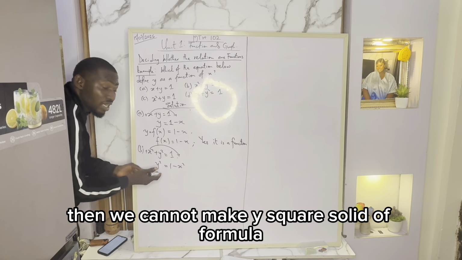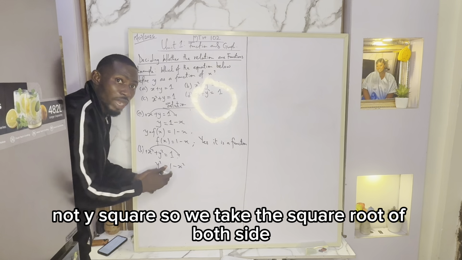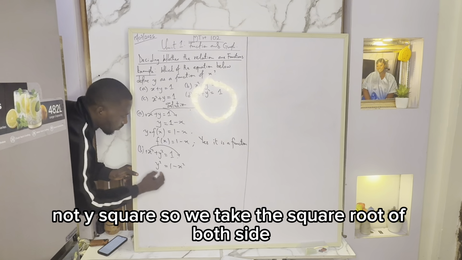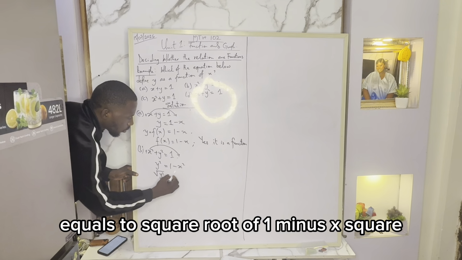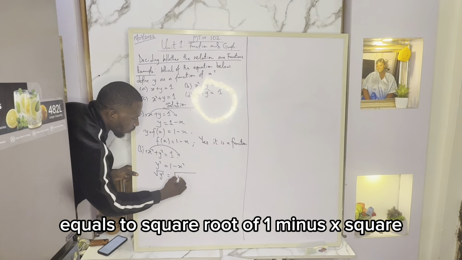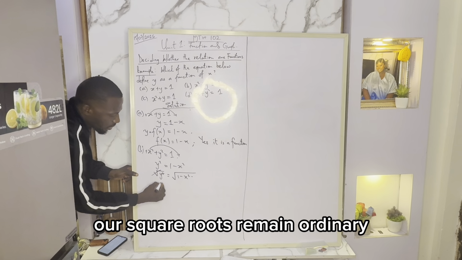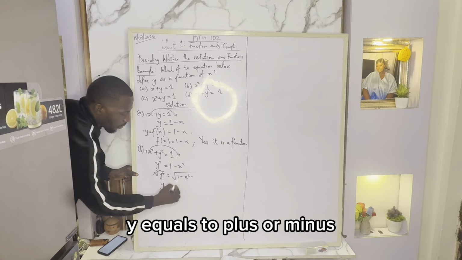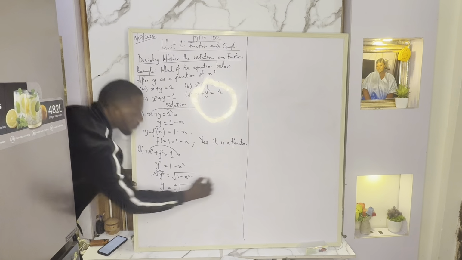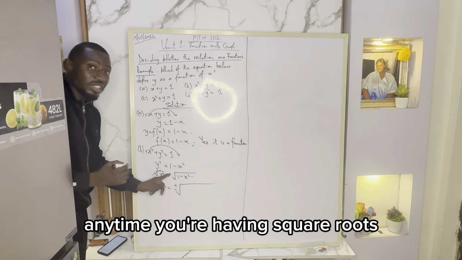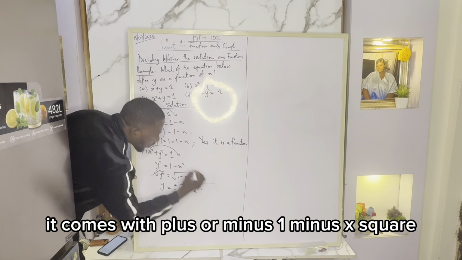Then we cannot make y squared subject of formula. We are told to make y subject of formula, not y squared. So we take the square root of both sides. Then we have the square root of y squared equals to the square root of 1 minus x squared. So we can now say that the square cancels our square roots, remain ordinary y equals to plus or minus. Why do we have plus or minus? Because of the square roots. Anytime you're adding square roots, it comes with plus or minus the square root of 1 minus x squared.